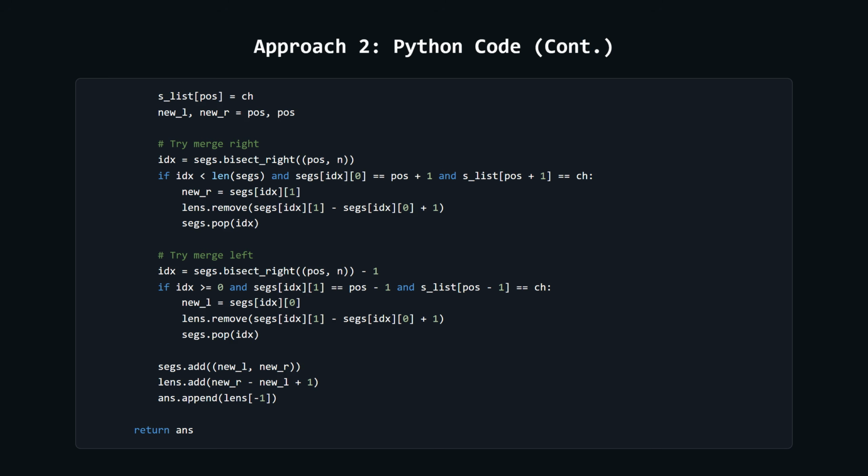Finally, we look at the neighbors. If the chunk to our immediate right has the same new character, we absorb it. We do the same for the left side. Then we save our brand new chunk and record the largest length currently in our list.